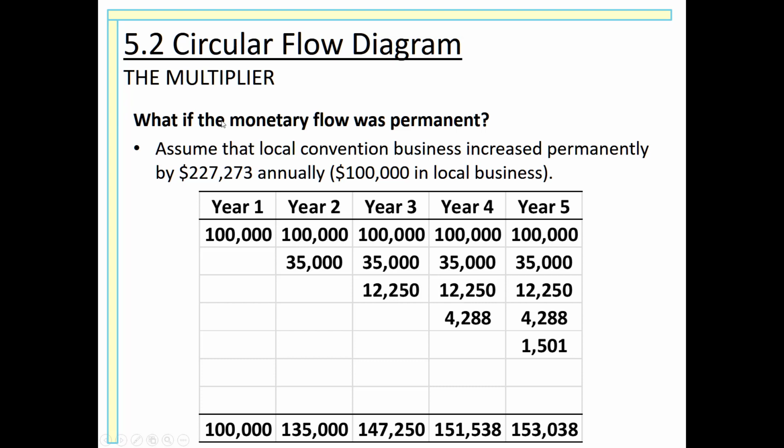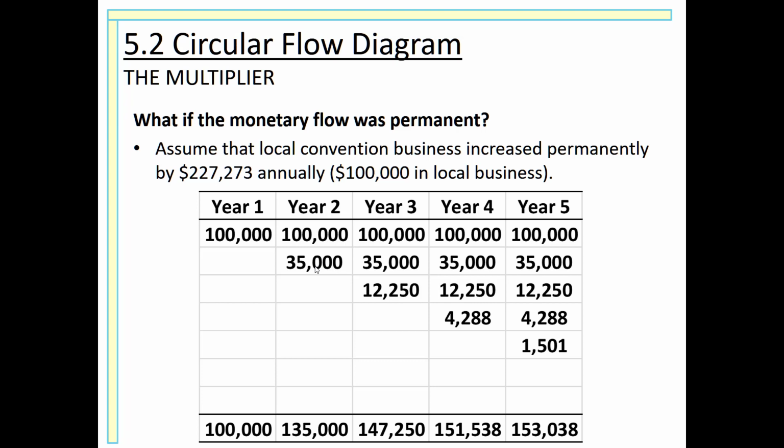What if the monetary flow was permanent? Let's say, for instance, you come up with a new convention center, and annually there is an increment in local business by $100,000. So in the first year, the increment will be $100,000. In the second year, again, there will be another convention, so you also have $100,000. However, from the first year, extra income was generated: $35,000 was the amount spent on local businesses.